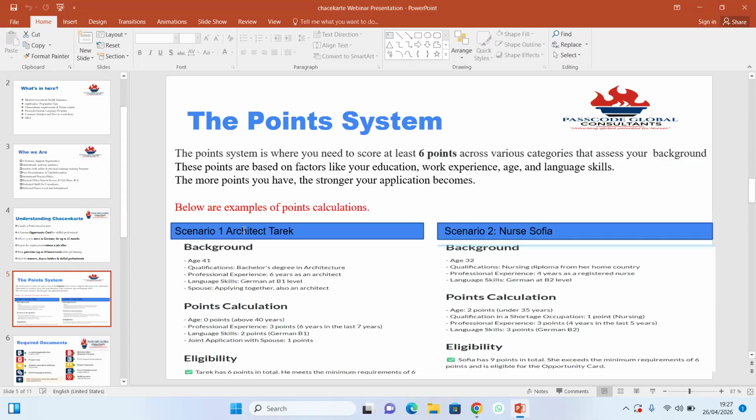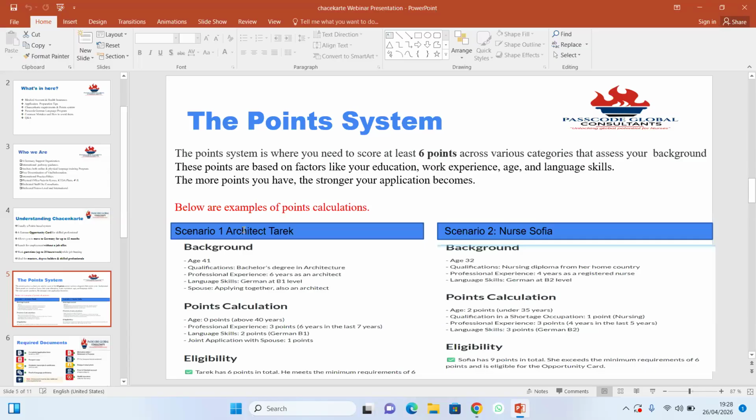And by that, we have the likes of IELTS, TOEFL, SAT, and PTE. We offer them at Passcode: the training, the exam booking, and the exam preparation. So you can do any of the English proficiency tests and go to Germany. You do not have to have German language to use this kind of visa.